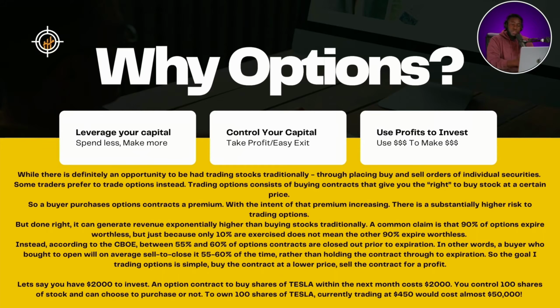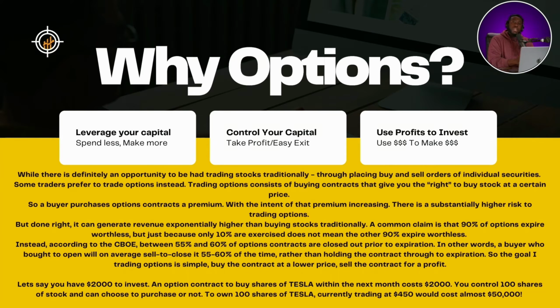So one of the first questions we usually get is why options? Now, there's three reasons as to why we options trade here at Option Snipers University. Number one, we leverage capital. Number two, we control our capital. And number three, we use those profits to invest.